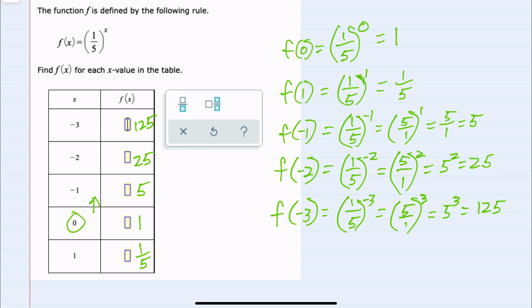And again, I think we should start with 0, do the positive ones in order, and then do the negative ones in order. I think this will help eliminate making mistakes.